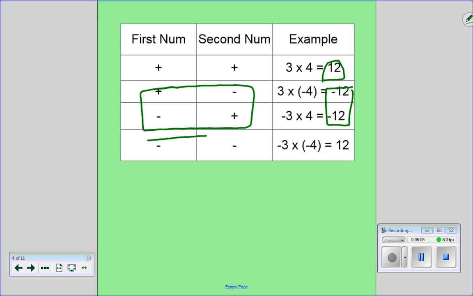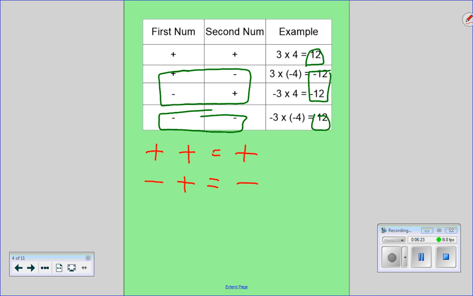Negative. If I multiply two of the same sign again, my answer is positive. So if you want to write something like this in your notebook, this is what I'm going to have you do. Plus sign equals plus. So I'm multiplying two plus signs, it's going to equal a positive. If I'm going to multiply two different signs, guess what? It's going to be a negative.